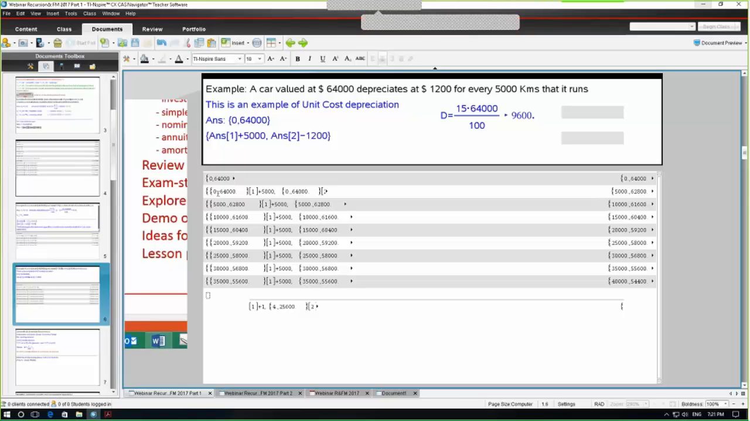Now I want to add 5,000 to that. So 0, 5,000, 10,000. I'm adding the kilometers on one side, and I'm subtracting the depreciation value on the other side. So each time 1,200 is subtracted. So it's giving me the value. After 25,000 kilometers, if you follow my cursor there, the value of the car is 58,000. And then after 35,000, it's 55,600. So basically a simple recursion done on the calculator screen.